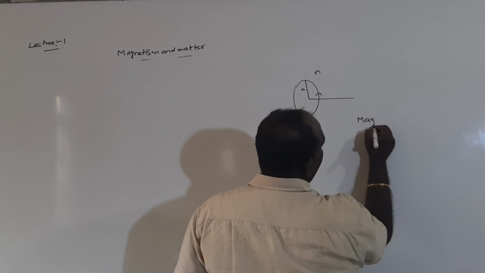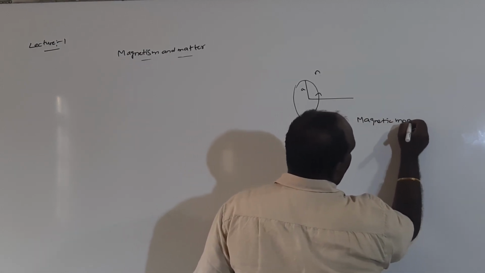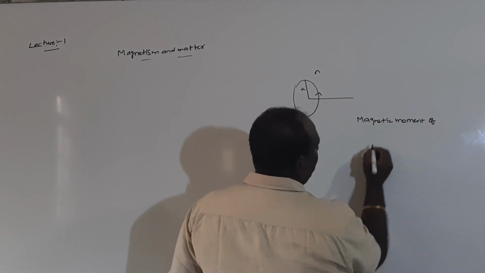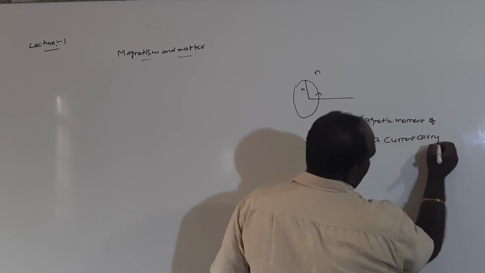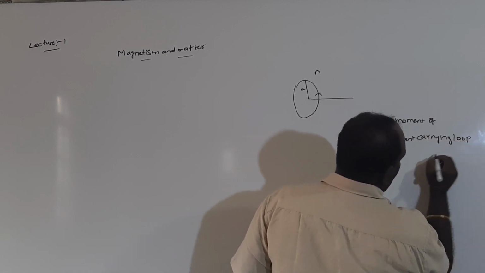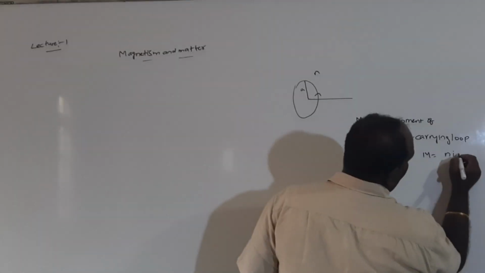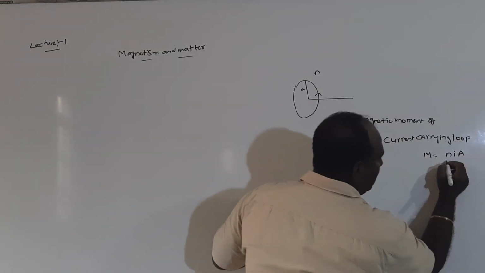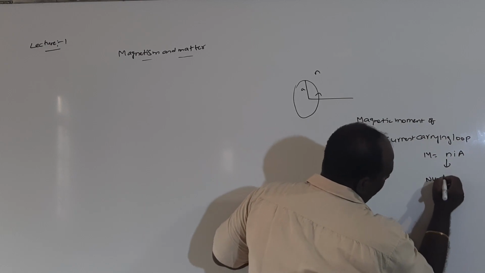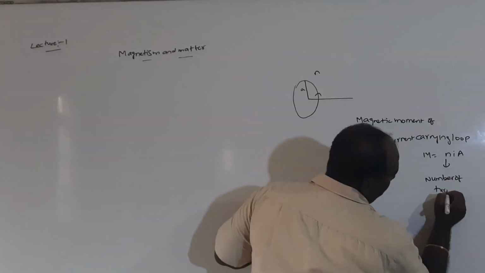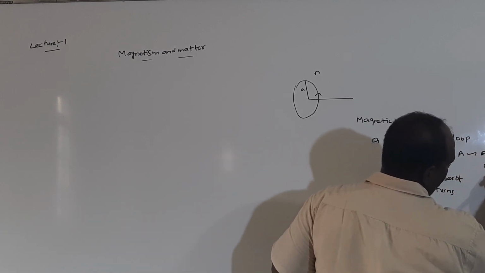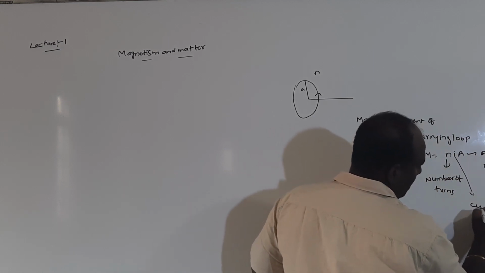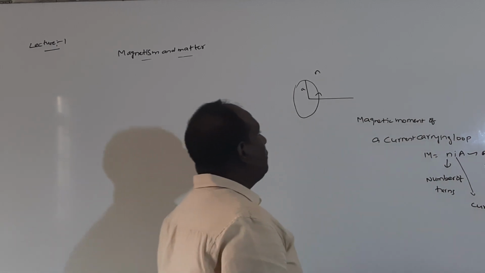This is the magnetic moment of a current carrying loop: M equal to NIA. Here N is the number of turns, A is the area of cross section, and I is the current flowing through the conductor.